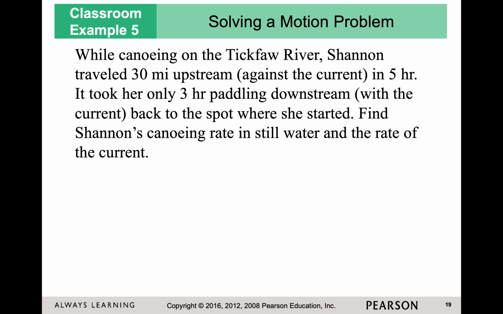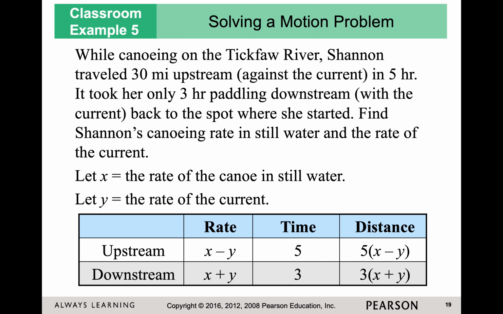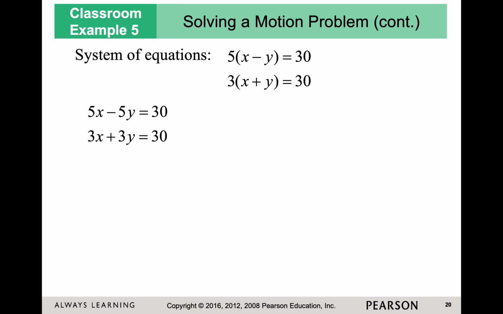Another motion problem is this canoeing problem that we see. When we do this, we're going to have the rate of the canoe and the rate of the current because they're working against one another. And if I set this up based on what I'm given, this is what I'm going to get in my table. From there, I'm going to have to solve it.